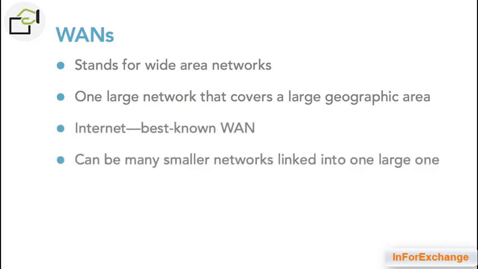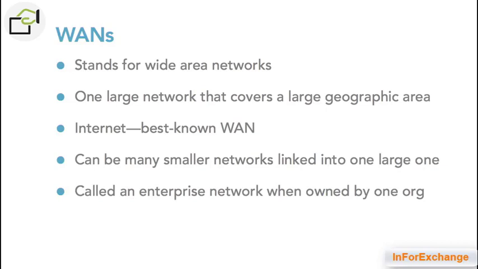While WANs cover large geographical areas, they don't have to be one single network covering the large geographical area. A WAN can be made up of a lot of different smaller networks in different parts of a geographic area that are all linked together to form a large wide area network. If you have a lot of smaller networks all linked together into a large wide area network, and that configuration is owned by a single company or single organization, then that type of network is often referred to as an enterprise network.